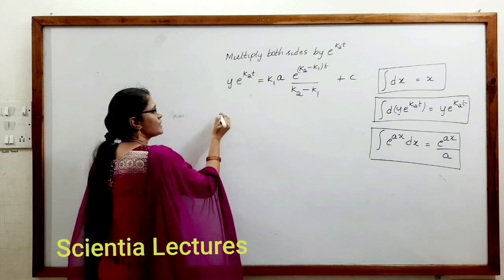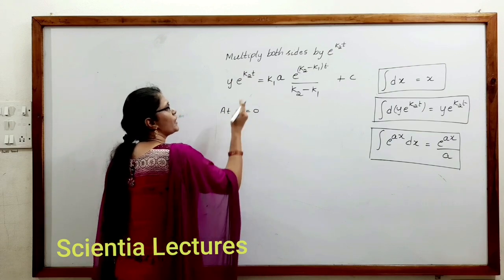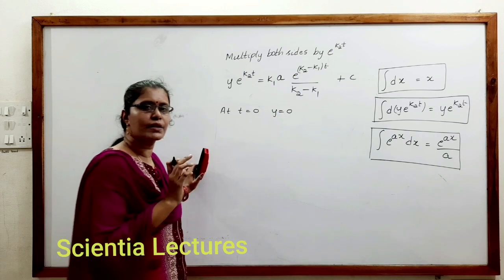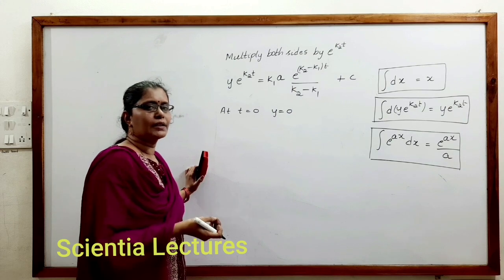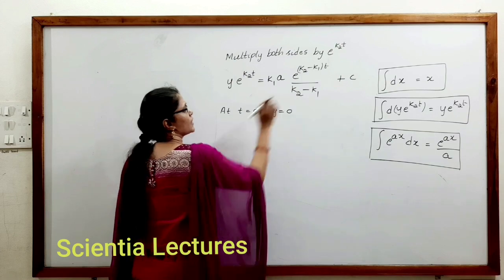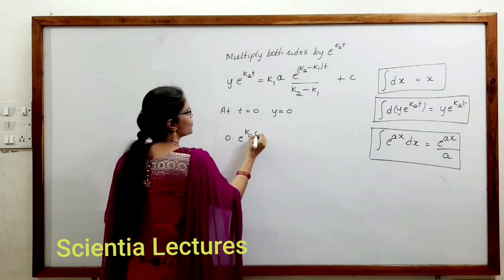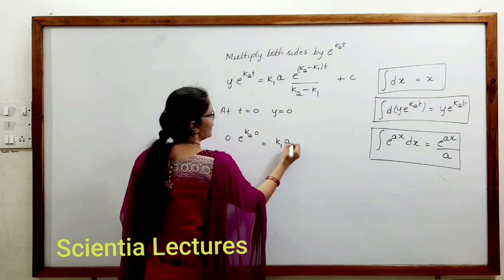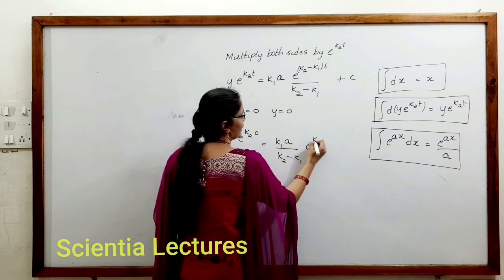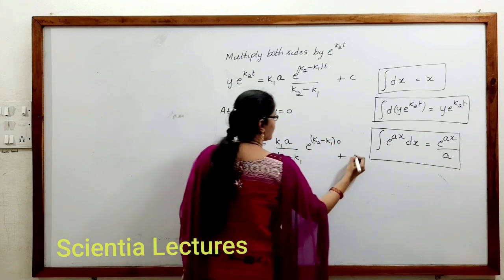Now to find out c, what is our regular procedure? At t equal to 0, nothing has reacted, so B is not produced, so y is also equal to 0. You can see in the initial condition that at initial time, when t equals 0, y must be equal to 0. Apply this in this equation to get c. So y is 0, into e^(k2 times 0), is equal to k1 a by (k2 minus k1) into e^((k2 minus k1) times 0) plus c.